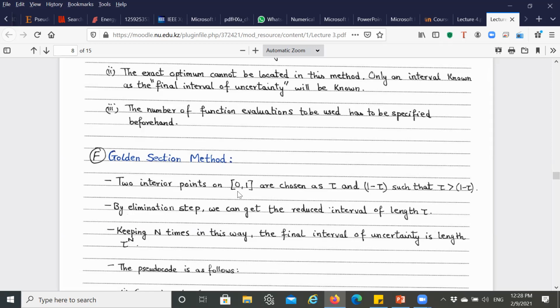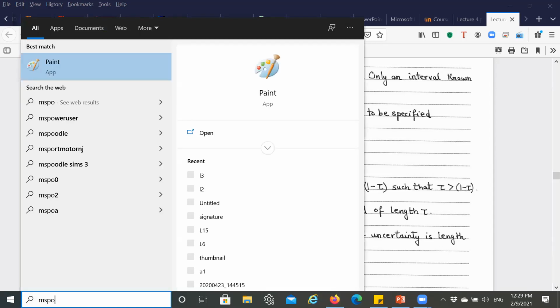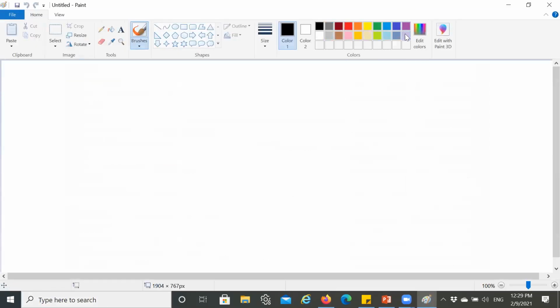Okay, now when you want something, it won't be there. Okay, so basically what I want to say, let me bring this up. Basically, the golden section method is the same as the Fibonacci method.